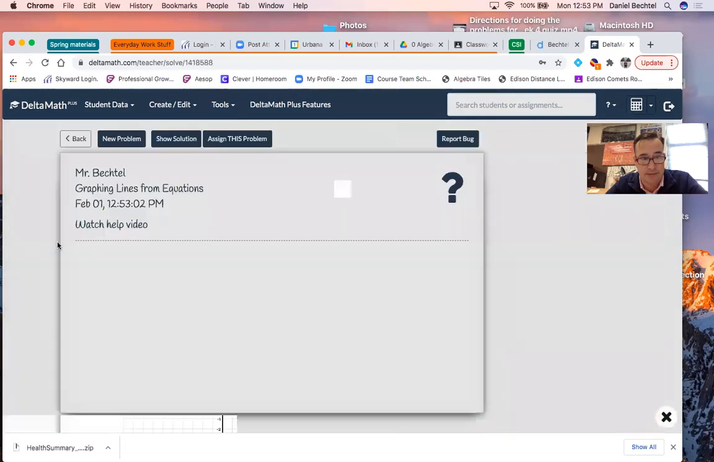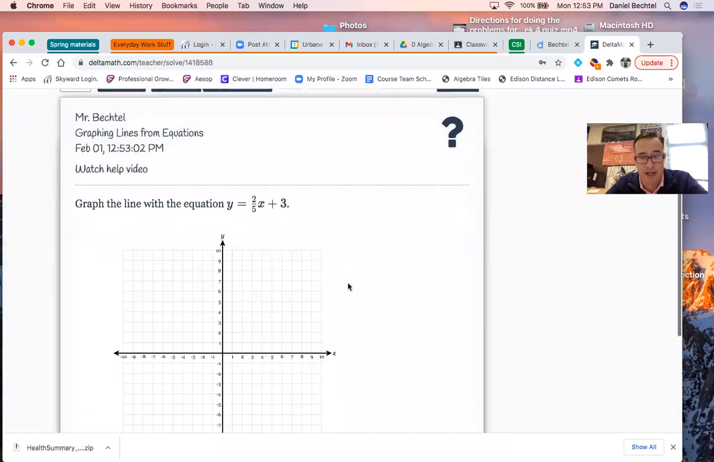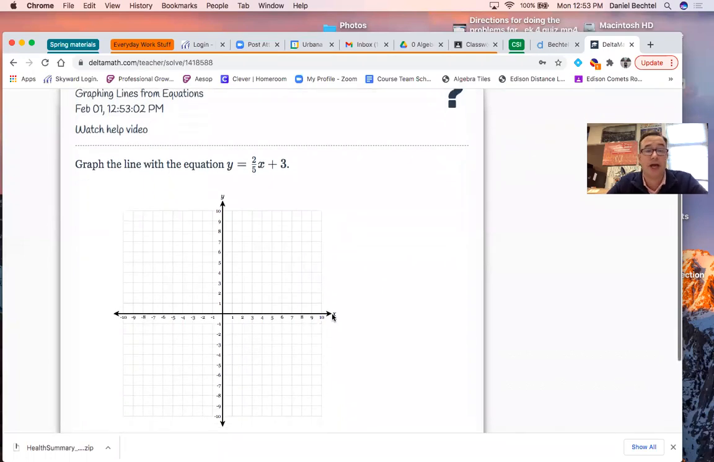I'm about to hit that. Looking at this, graphing the line. Okay, cool. So again, these are great too. Graphing these lines with the equation. So right now, that 3 is always my place to start, and it's always on the y-axis.